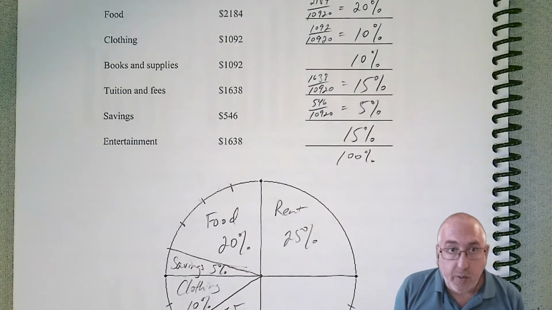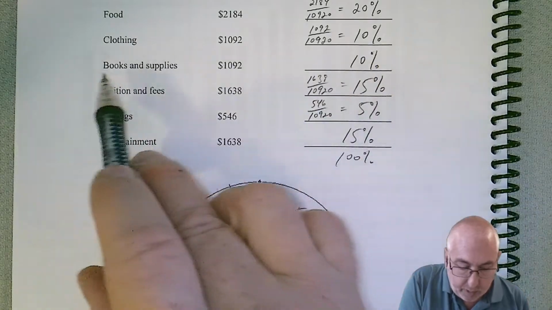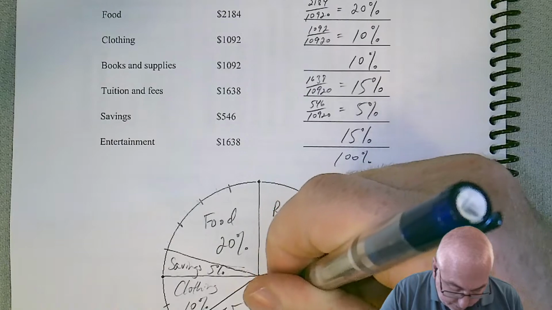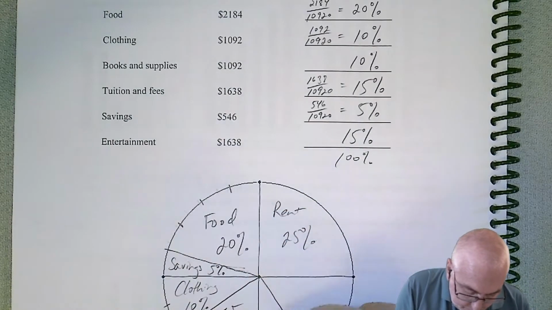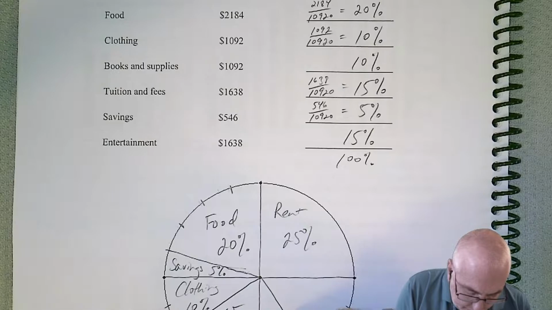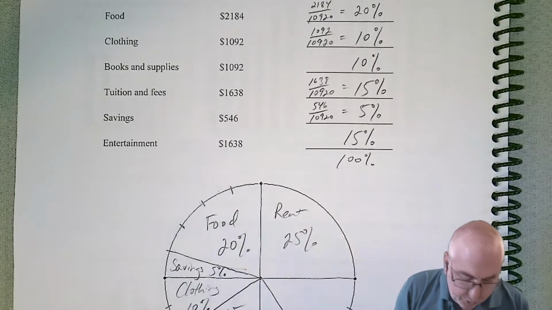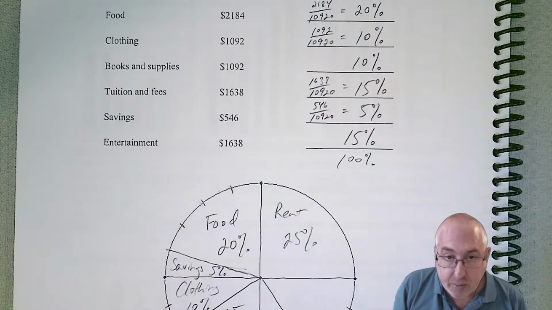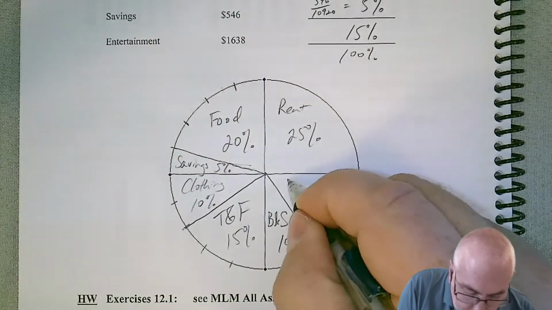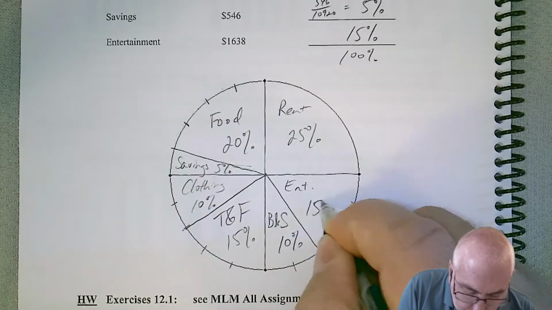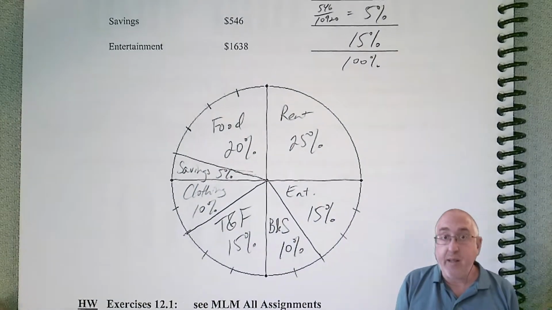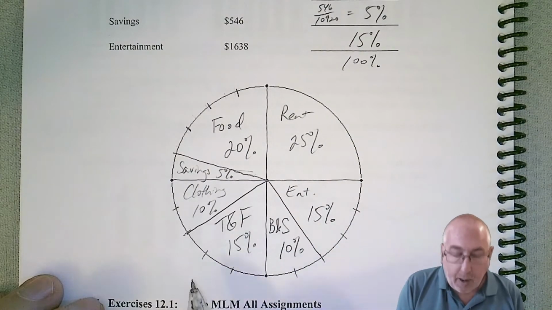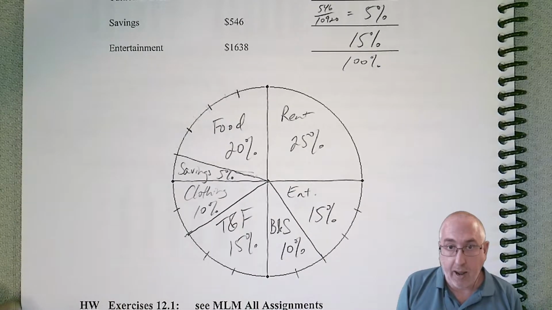And so, what are the last pieces we need? Well, we need books and supplies, which is 10%. So I'm going to go like so. And we'll call it B and S for short. And last but not least is entertainment at 15%. So entertainment, and I'll abbreviate that too. Now, if you do this with a little bit of accuracy, you can get a pretty decent looking circle graph.